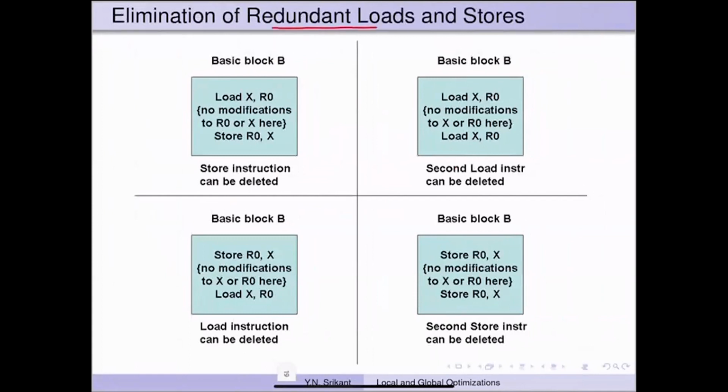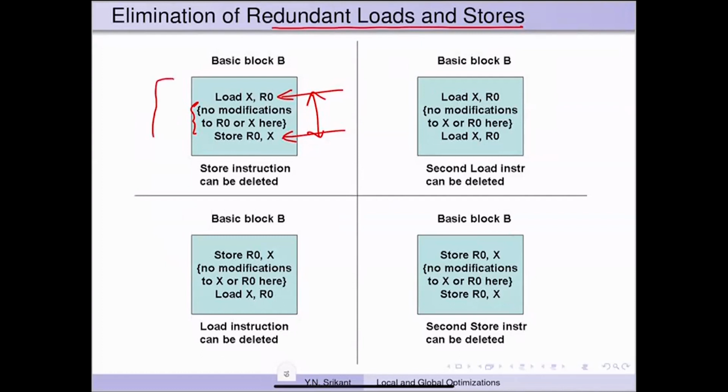How do we eliminate redundant loads and stores? What do we mean by a redundant load or store? There are 4 possible scenarios. Here is a load instruction, load x comma r0. We are looking at machine code here. And here is a store instruction, store r0 comma x. Under what conditions can we remove the store instruction? If there are no modifications to either r0 or x in the code between these two, then we can remove the store instruction.